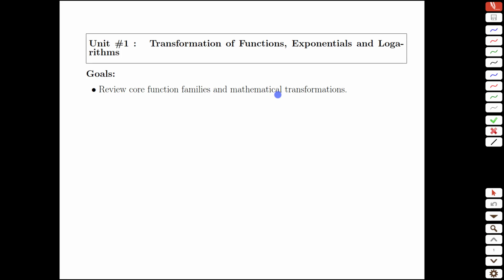Welcome to the first unit of Math 121. In this unit, we're going to review the common functions that we use in calculus and how we can transform those functions to obtain new functions that have different properties.